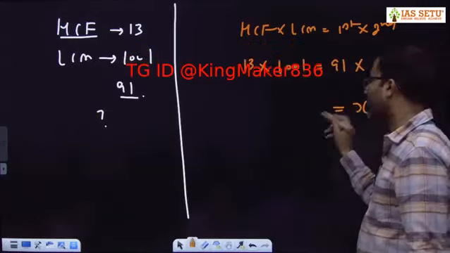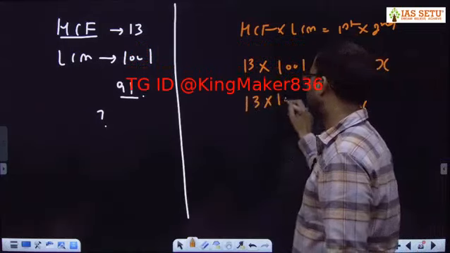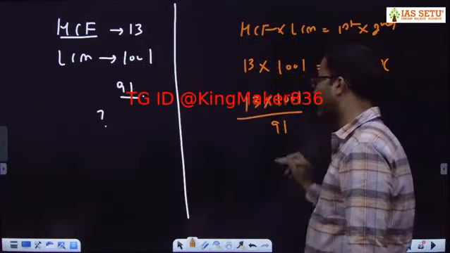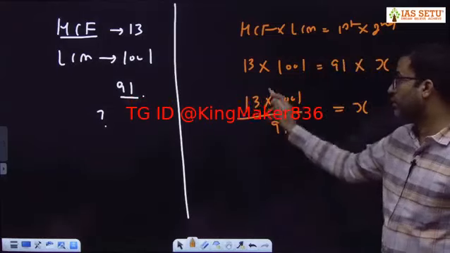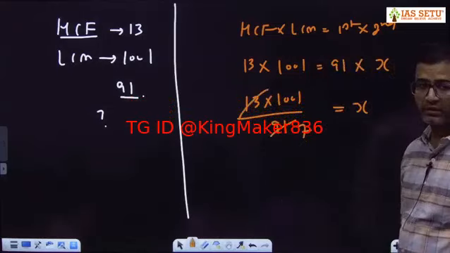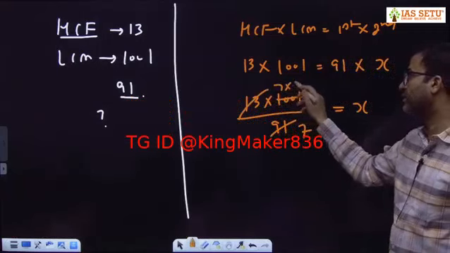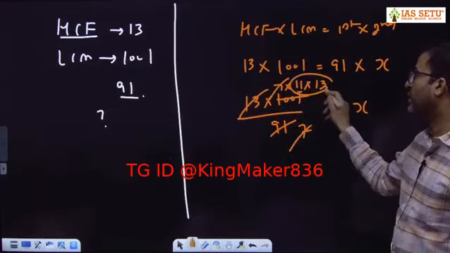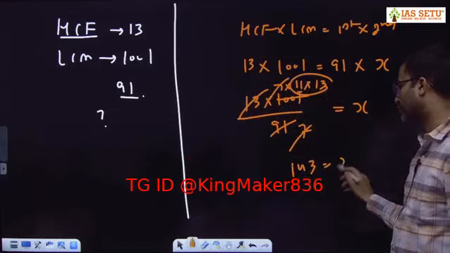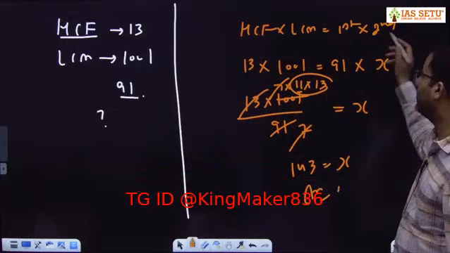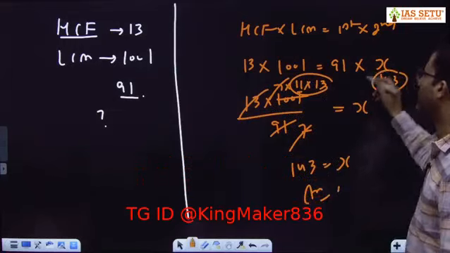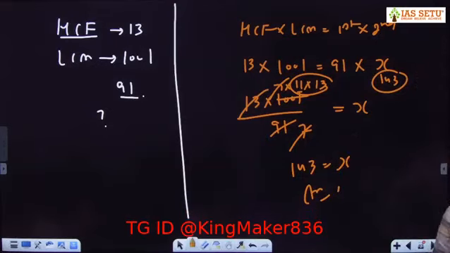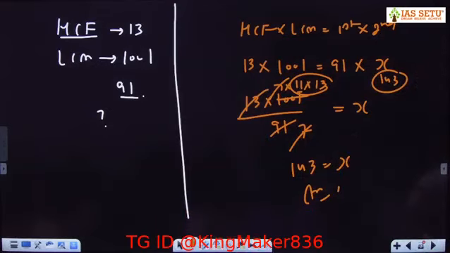So the value of x is coming 13 into 1001 upon 91. 13 and 91 give you 7. And what is 1001? 7, 11, 13. The 7 will cancel with 7, 11 into 13 is 143. So your second number will come 143 in this given question. Okay.